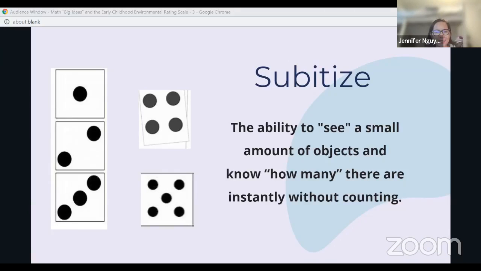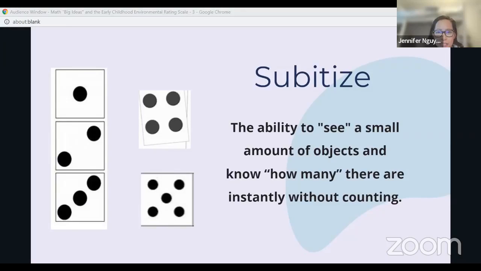Subitize. Everyone say that to yourself or out loud. Subitize. It's a fun word to say. Subitize is a Latin word that means suddenly. So when we're subitizing, we're able to suddenly and instantly see how many without having to one-to-one count or do any mathematical operation.